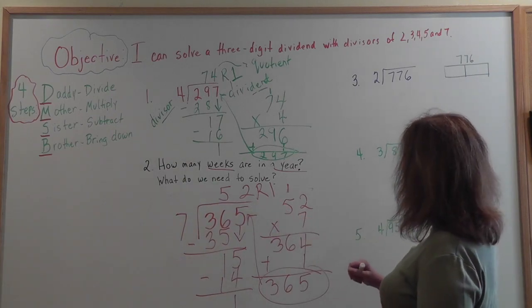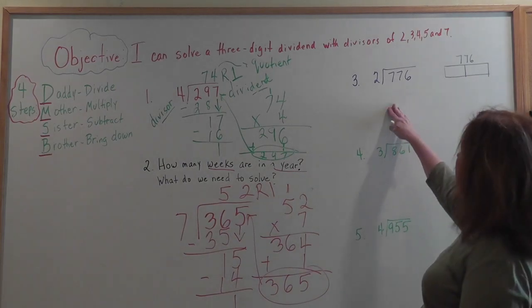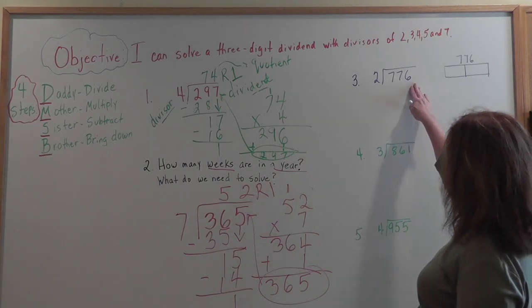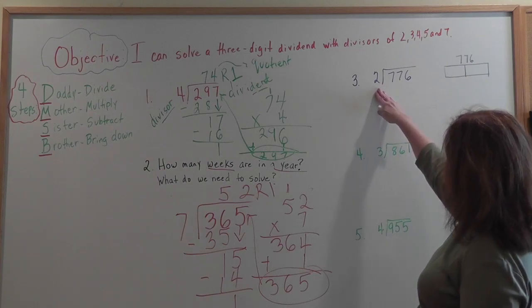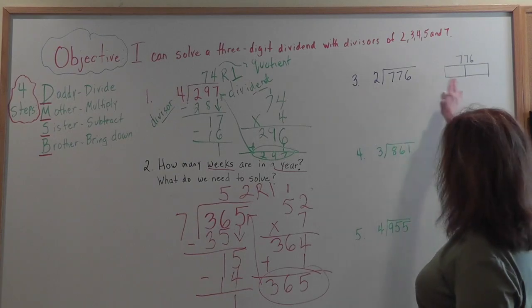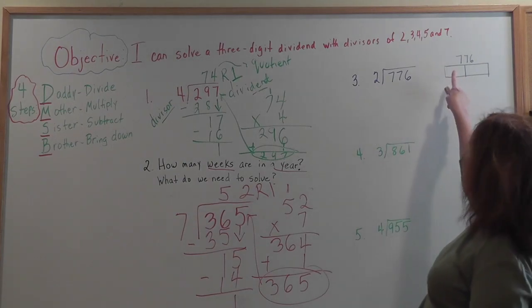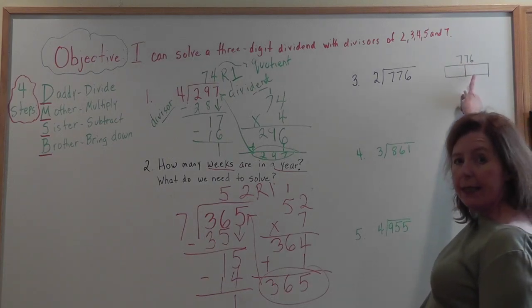All right. Now, let's go over some more problems. Okay, I have 776 divided by 2. Okay, so if I divide by 2, that means half. So I drew a tape diagram, and I put the total 776 at the top.